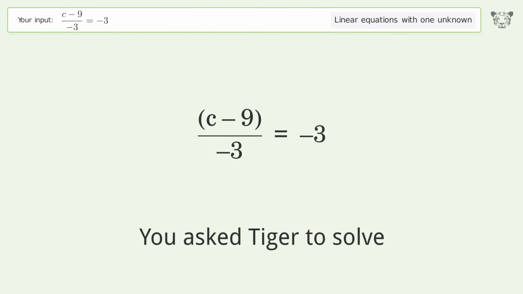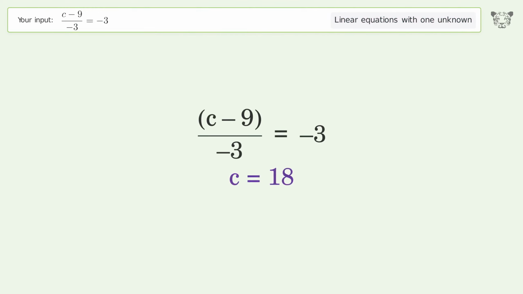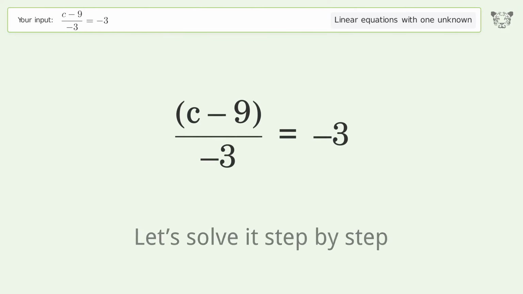You ask Tiger to solve. This deals with linear equations with one unknown. The final result is c equals 18. Let's solve it step by step.